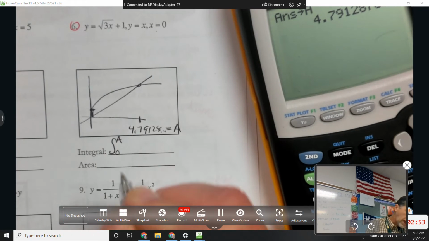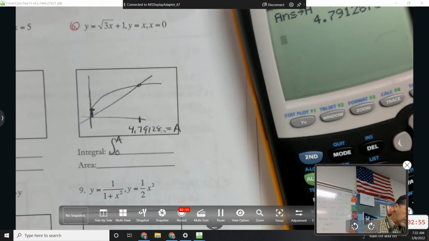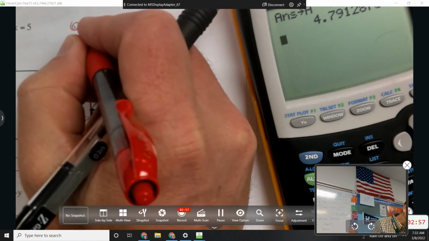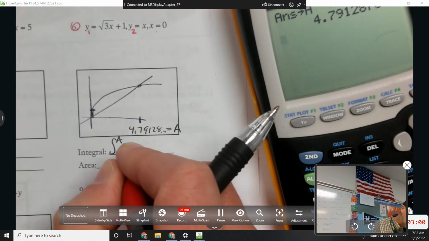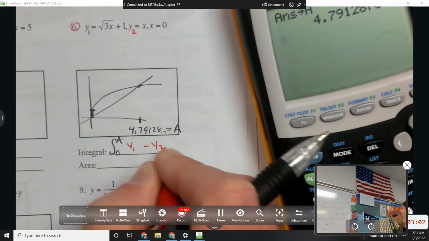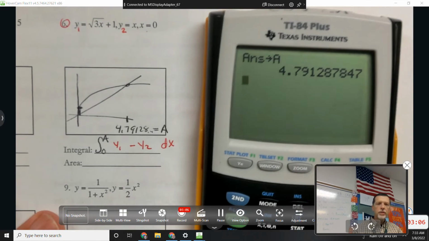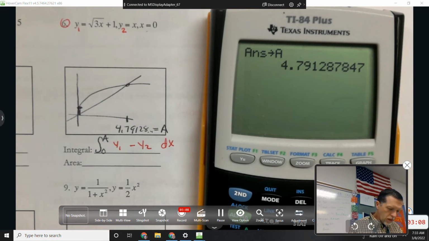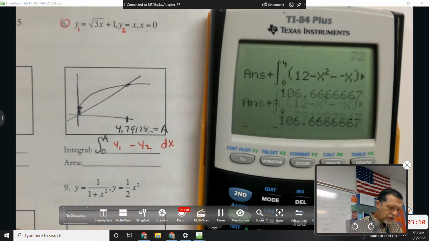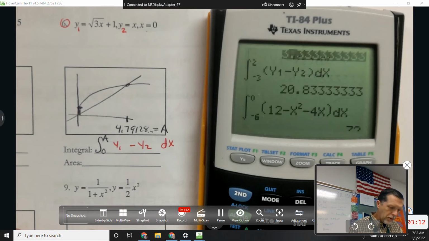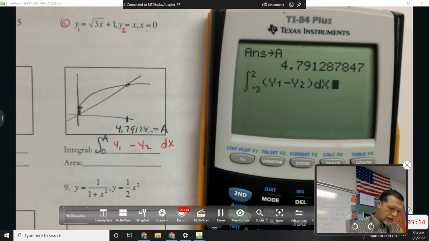So 0 to A. And we can even use Y1 and Y2 as long as we label them Y1 and Y2, again so that the grader knows what you called Y1 and Y2. I bet I have an integral somewhere close of Y1 minus Y2. And I want to go from 0 to A, Y1 minus Y2.